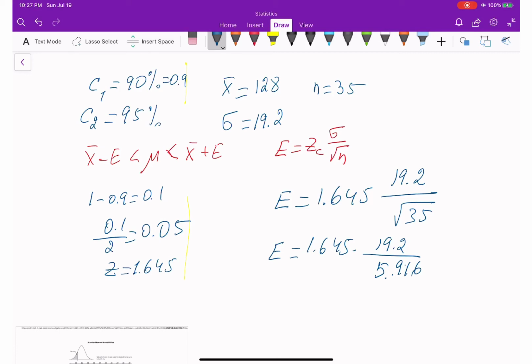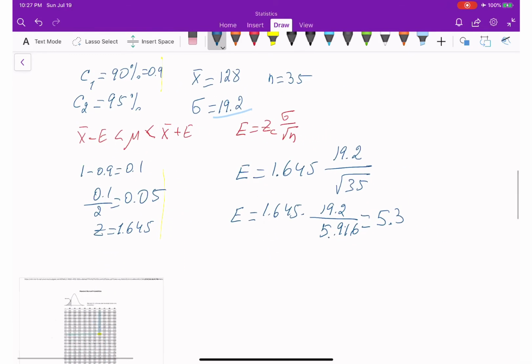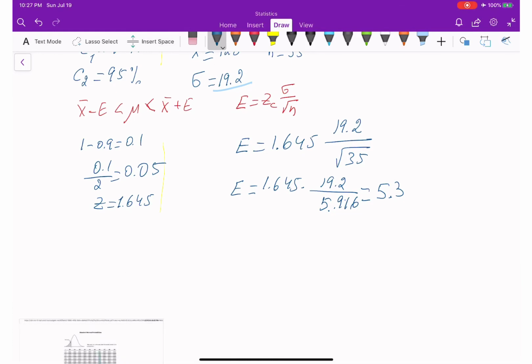I'm looking here. Sigma, x bar is a whole number, and sigma uses only 1 decimal. Then I'm going to use 1 decimal, most likely. So the margin of error is going to be equal to 5.3. Okay, so I have x bar and I have the margin of error.